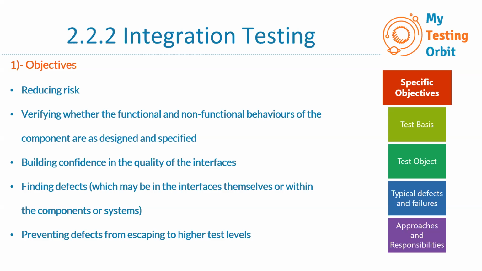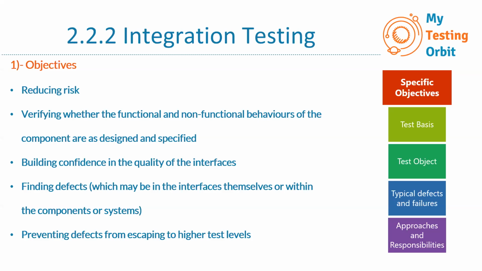The first one is reducing risk. So just like in component testing, if we test the interaction between components or systems, we get confidence that they are working well together and it reduces the overall risk. So if you go back and see the component testing objectives as well, reducing risk is one of the objectives in component testing as well. And you will see that most of the objectives might be similar to component testing.